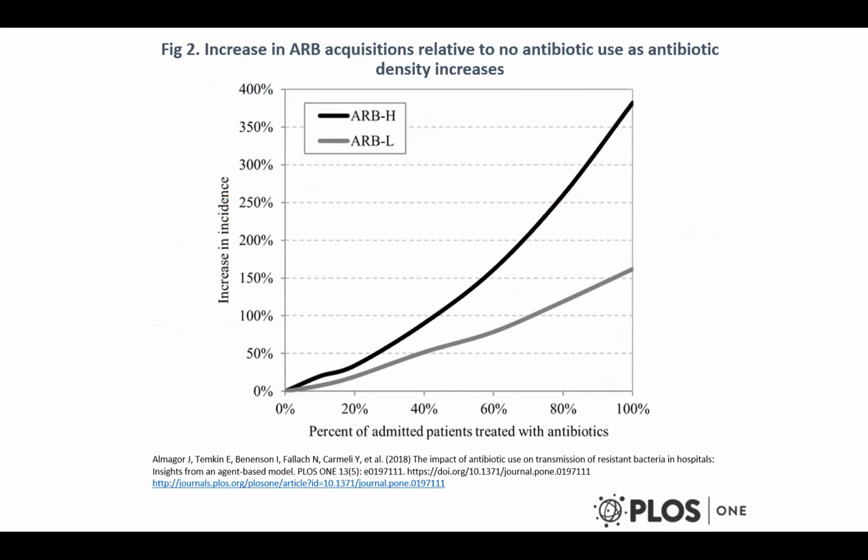So just looking at the next slide, this looks at the increase in acquisition of antibiotic-resistant bacteria relative to no antibiotic use as antibiotic density increases. So this is where you're in an environment where there's a lot of antimicrobial use. So this might be, for example, in an intensive care unit. The increase in antibiotic density increases the incidence of transmission of antibiotic-resistant bacteria. So it's just the density in the environment per se which increases acquisition of resistant bacteria.